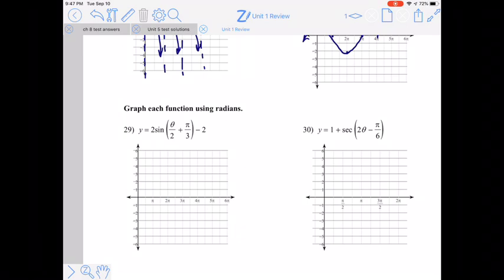Now for 29, this was from section 2.7. Now we have a phase shift and also a vertical translation there. So first thing, let's talk about amplitude. Amplitude is 2. Period is 2 pi divided by b, which is 1/2. It's 4 pi.